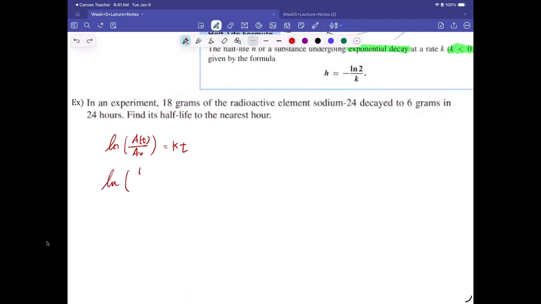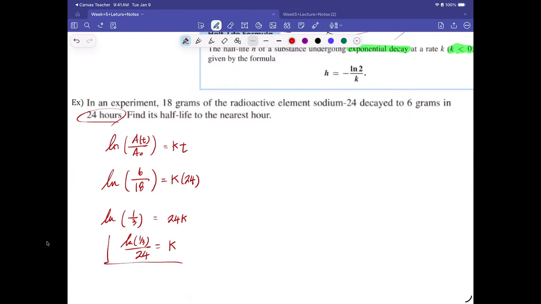So they're ending with 6 grams, right? And then they start at what? 18 grams, right? You guys follow me? We don't know what K is, but we know t. t is the time, 24 hours. So first, we have to solve for k. So ln 1/3 is equal to 24k. I know it looks weird, but k is ln 1/3 divided by 24. So this is k.